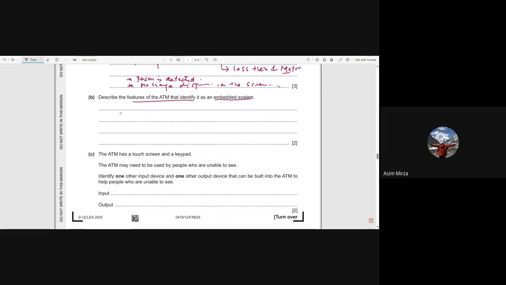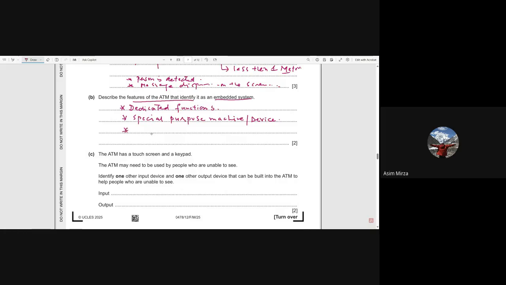So describe the features of the ATM that identify it as an embedded system. We can say ATM can perform only one function, that is, you can withdraw the money or you can transfer by using the panel. It performs dedicated functions, and the ATM is specially designed for a special purpose. It is a special purpose machine or device because it can perform only one task, right?